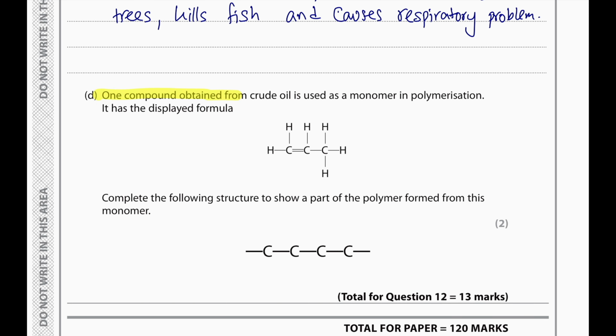One compound obtained from crude oil is used as a monomer in polymerization. It has the displayed formula as shown. You can see the molecule propene. Complete the following structure to show a part of the polymer formed from this monomer. To do the polymer, we will first draw the carbon-carbon double bond. We will see that there are 2 hydrogens on one of the carbons, and the other carbon has a hydrogen and a CH3 group. Then we will repeat this without the double bond.